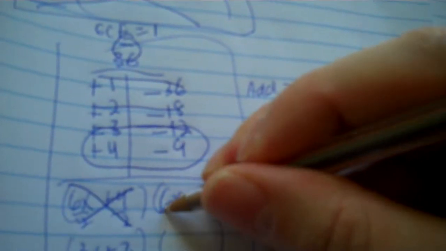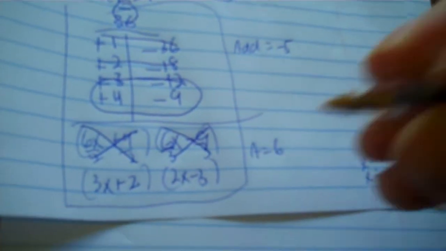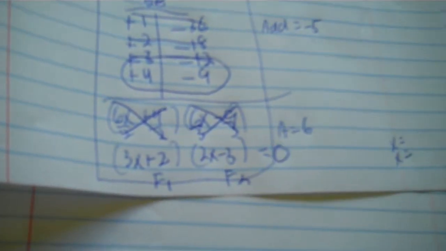6 and 9. Those aren't in the sixth row. I'll go find 6 further up. 6 and 9 are in the third row, so we would divide by 3. 2x minus 3. And there you have your F1 and your F2.